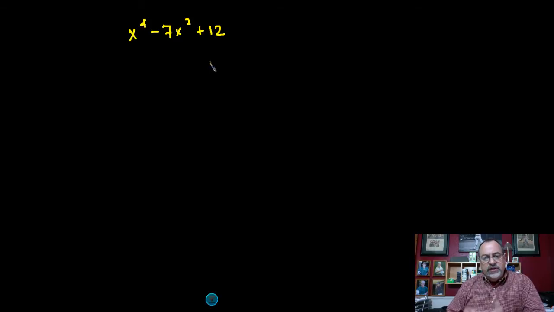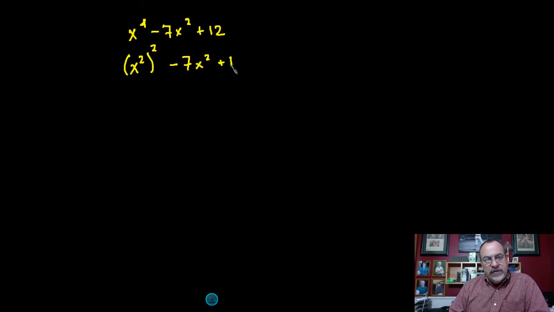Now in order to do this, we're going to take this quartic polynomial and use a little bit of algebra imagination to turn it into something that's a little more familiar to us. In other words, I could turn x to the fourth into x squared, squared. If I multiply these, that's still x to the fourth. Okay, and so then I could put this in. This is then 7x squared plus 12.